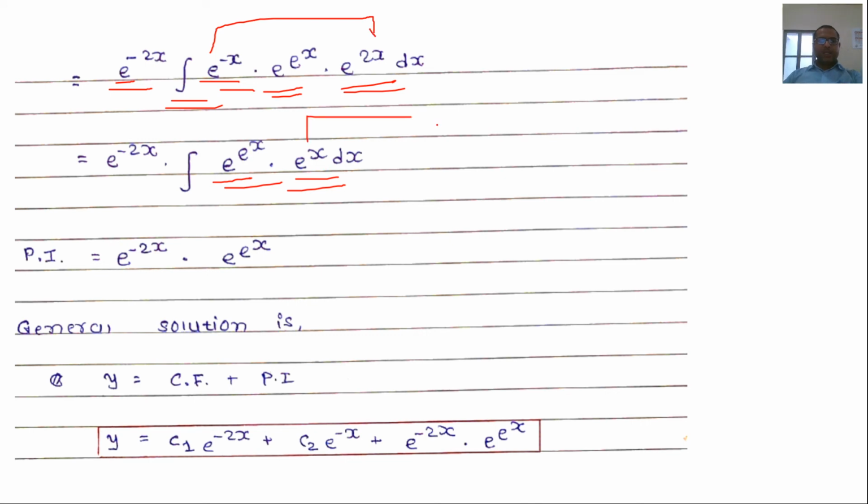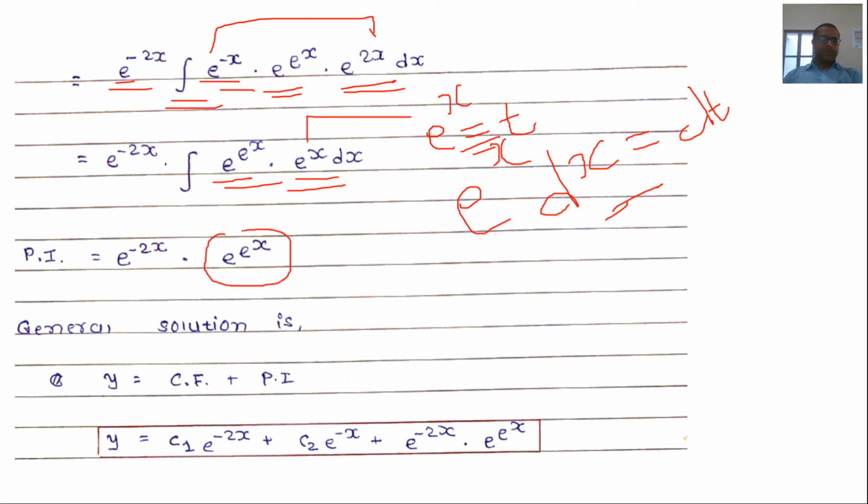Now further put e raised to x is equal to t. By putting e raised to x is equal to t and differentiating on both sides, that is e raised to x dx is equal to dt, and by solving this integration you will get e raised to x. So the particular integral PI is equal to e raised to 2x into e raised to x.